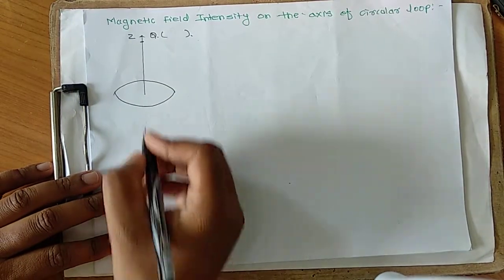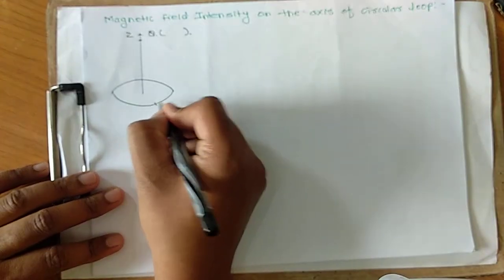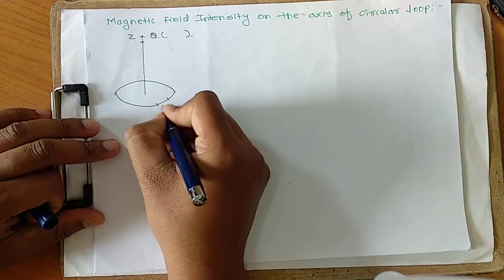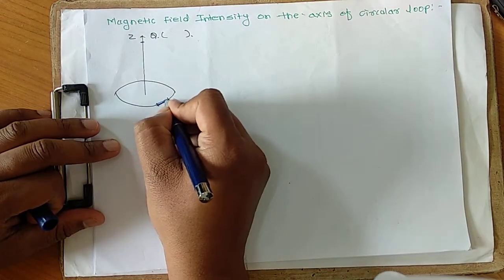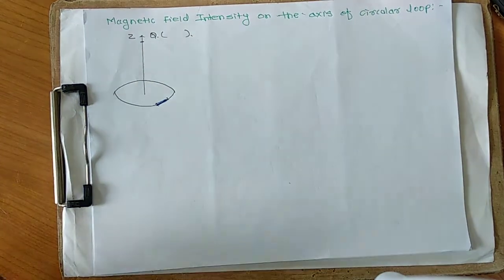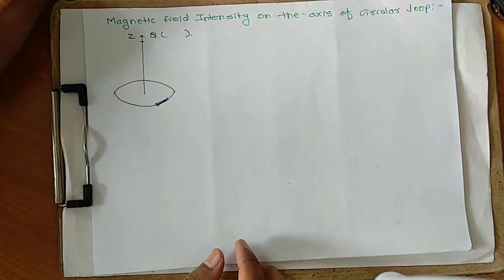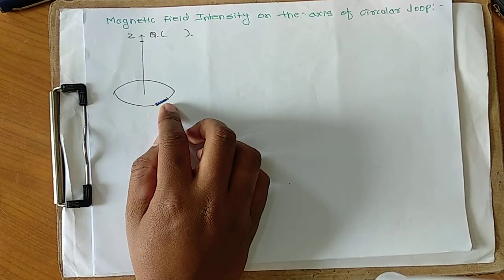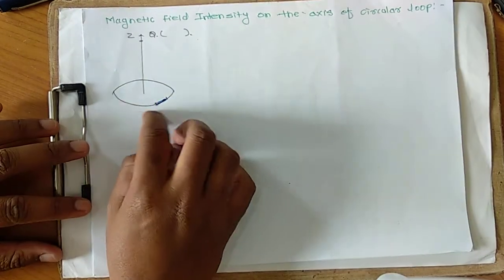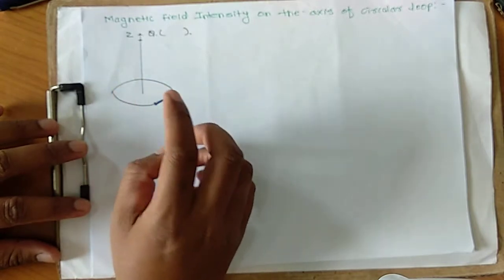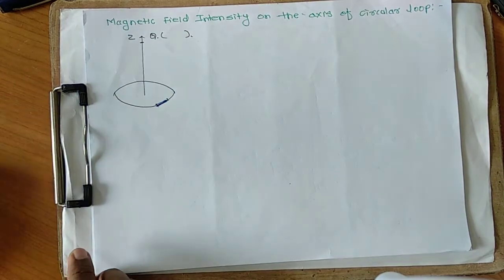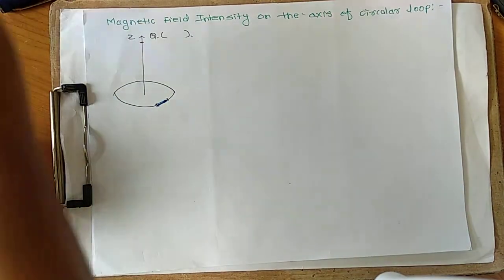And now on the circular ring, suppose I take one small part. I will denote it with this blue shade. That blue shade represents some part we take from the circular ring, and due to that part we have to find the magnetic field intensity, and afterwards we have to take an integration. Due to this total ring we have to find the magnetic field intensity. So first, due to that part we find the magnetic field intensity.